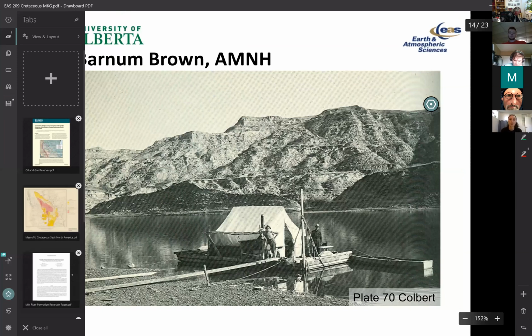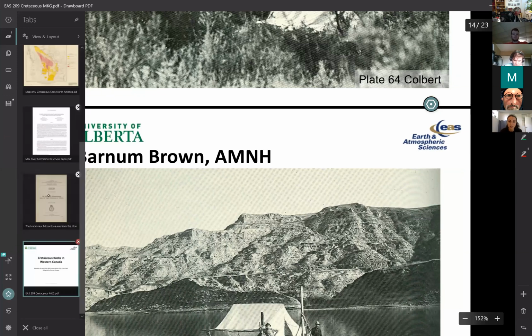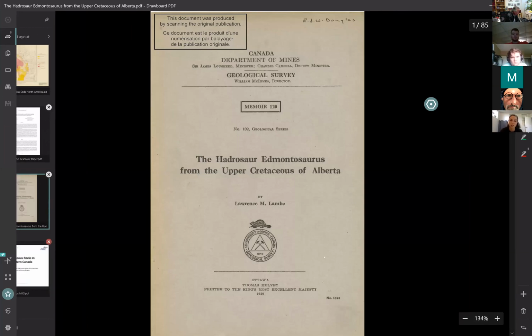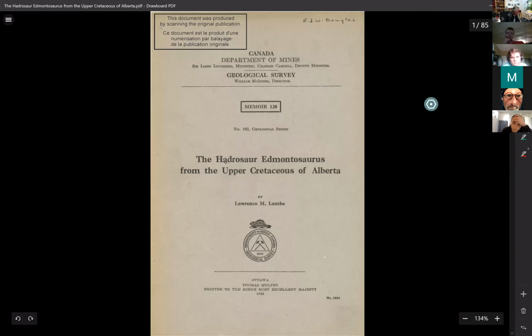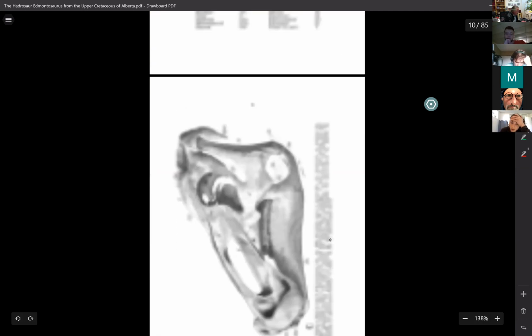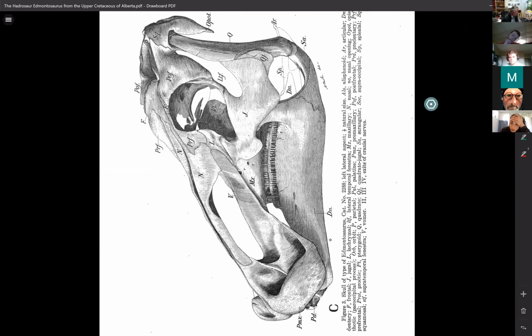Just loaded up an example for you here, where you can actually see that he's describing the hadrosaur Edmontosaurus from the Upper Cretaceous of Alberta, and then there's some nice pictures in here. Oh, look at the publication date of this, 1920. That's pretty cool, eh? We can just page through this. So this is a drawing that he made of the hadrosaur, line and some stipple work.